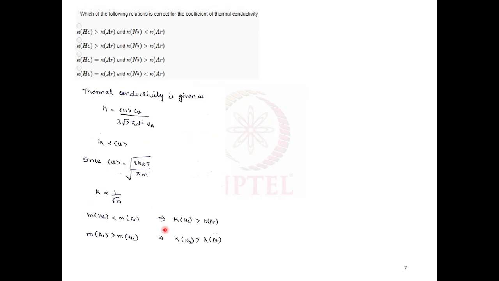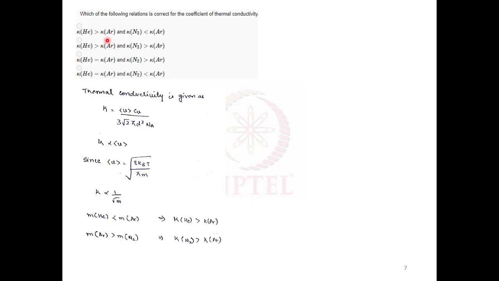Here also you need to get the value of the thermal coefficient k, which is proportional to 1 by root over m, because the average velocity is root over 8 kBT by pi m. Likewise, u rms is root over 3RT by m and the most probable speed is root over 2RT by m. In all cases, if your mass is more, your velocity is less. If you are a bulky boy, you will run slower than a thinner boy, a similar analogy. So if mass is more, the thermal coefficient will be less; if mass is less, it will be more.